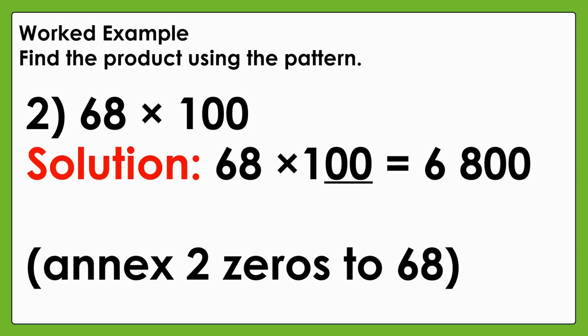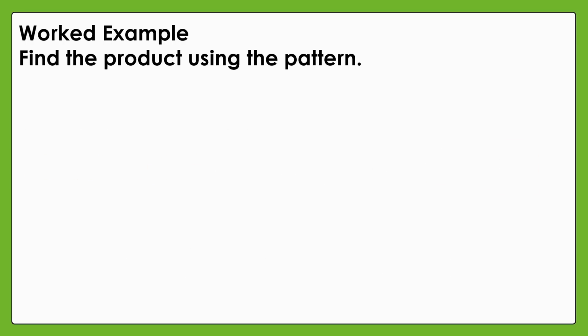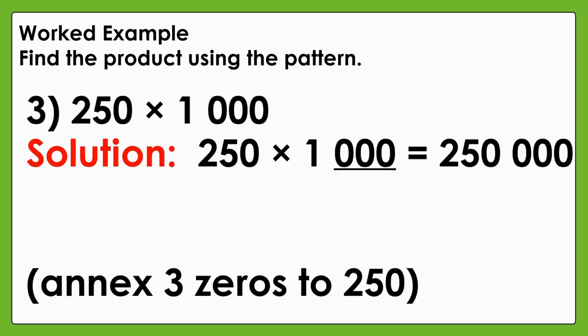Number 2, 68 times 100. Solution, 68 times 100 is equal to 6,800. Annex 2 zeros to 68. Number 3, 250 times 1,000. Solution, 250 times 1,000 is equal to 250,000. Annex 3 zeros to 250.